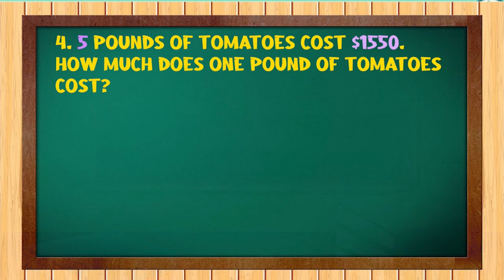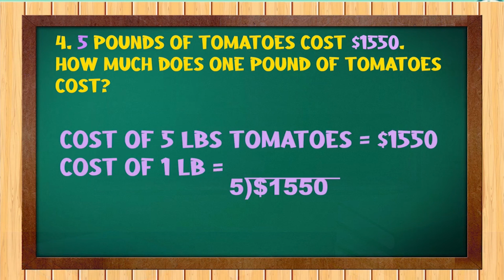Remember, I gave you the cost of 5 pounds. And now we only want to know what was the cost of 1 pound. So we simply have to divide the 1,550 by 5. So did you set down your division problem? So we have 1,550 divided by 5.